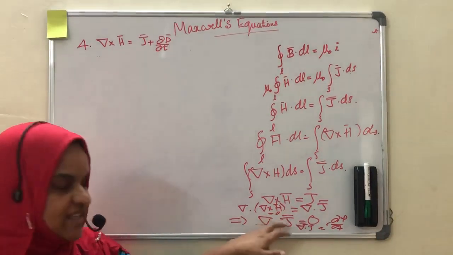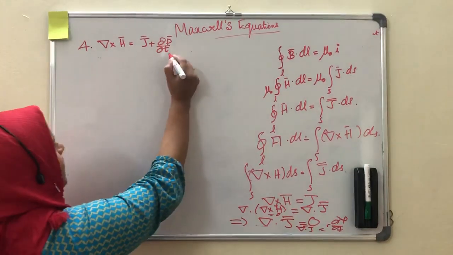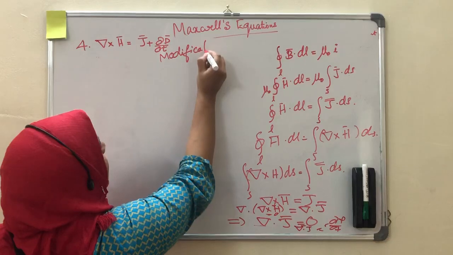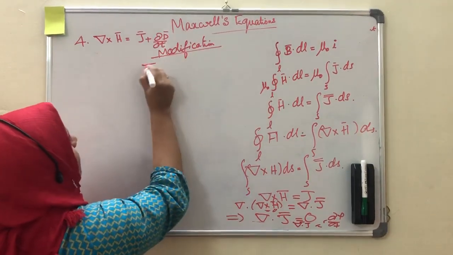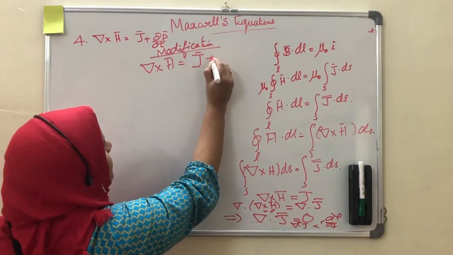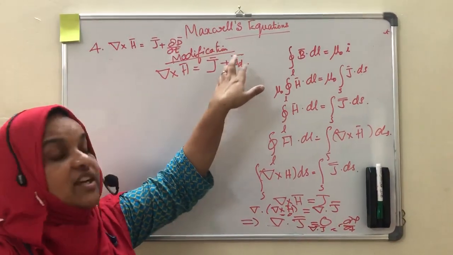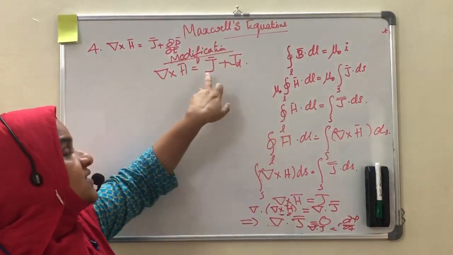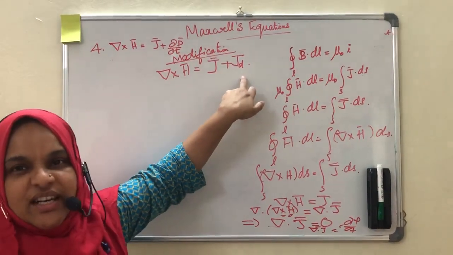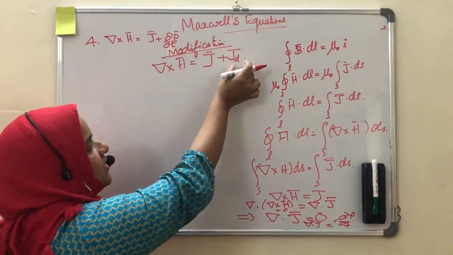So there is an inconsistency in Ampere's law, which was removed by Maxwell and which is known as Maxwell's modification. The modification is like this. Maxwell modified Ampere's circuital law and gave it as del cross H is equal to J plus JD, that is, he introduced a new term JD, which is a displacement current density. J is the conduction current density, and this one is the displacement current density JD. You will see what this term is.